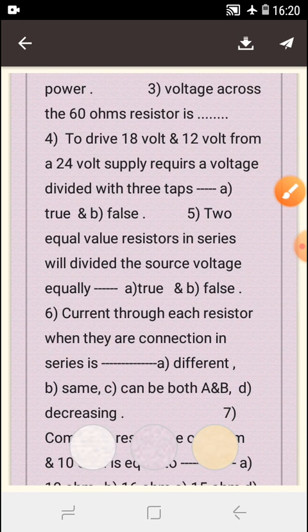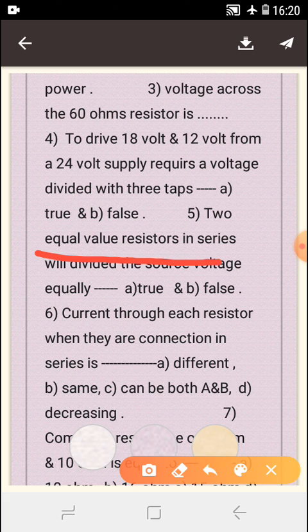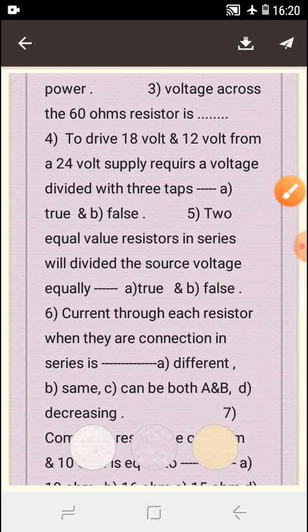Next question, question number 5. Two equal value resistors in series will divide the source voltage equally. The answer is true.